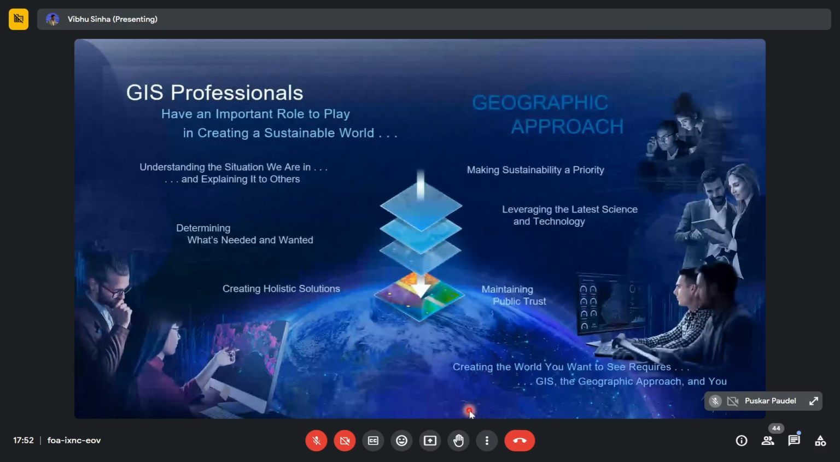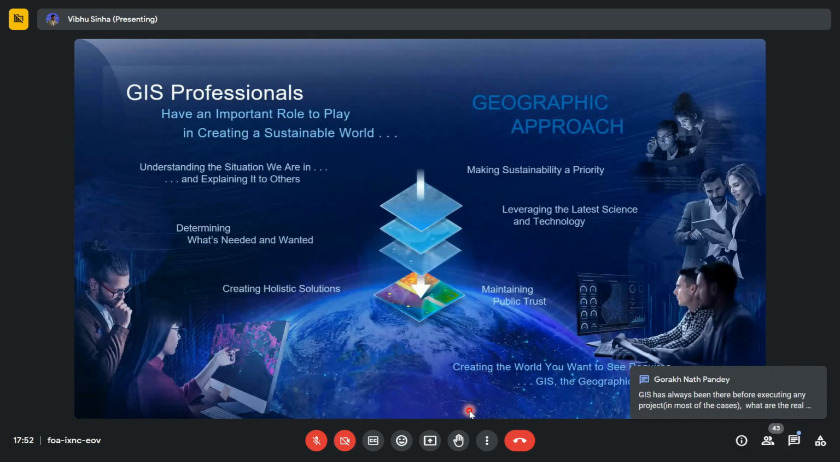So we are probably the frontliners when it comes to putting the problem statement across. And while we are doing it, we can also propose solutions. We can also work on the solutions and make our voices heard. So this is something which we have to do as GIS professionals, and this is what GIS stands for today.